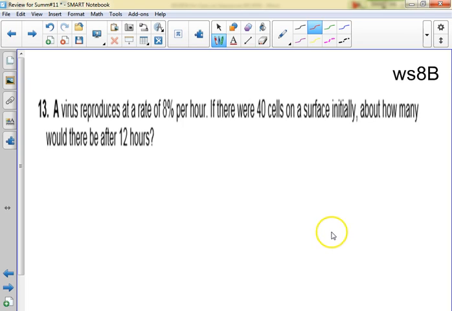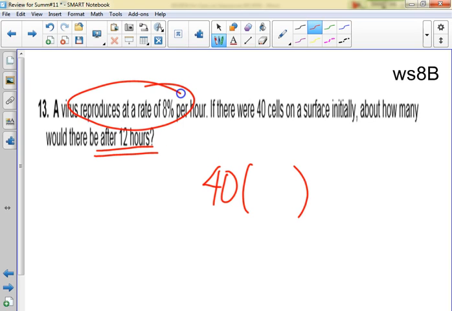A virus reproduces at a rate of 8% per hour. If there were 40 cells on the surface initially, how many would there be after 12 hours? Okay, after 12 hours, guys, is this after 1 hour? No, this is initially. So do I want to multiply? What am I multiplying by? It reproduces means it's growing, so it's 1.08. 11 or 12 times? 12.